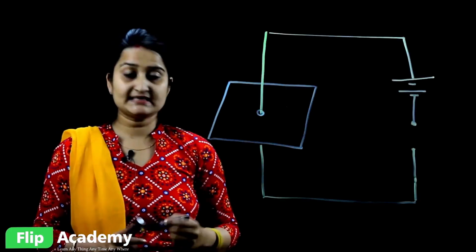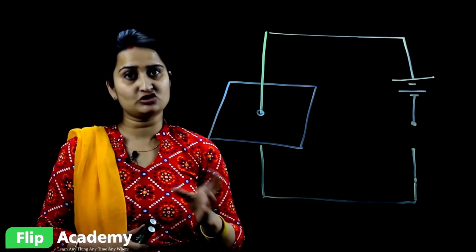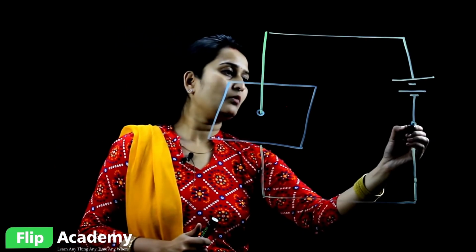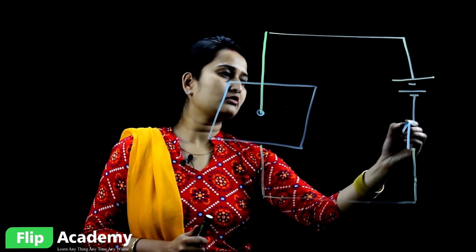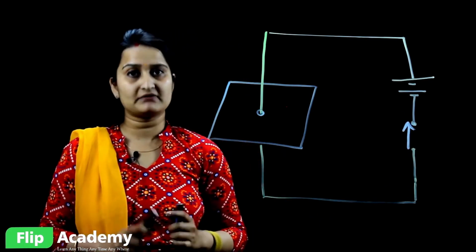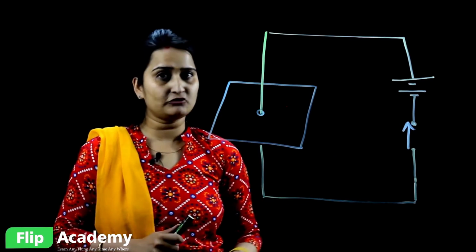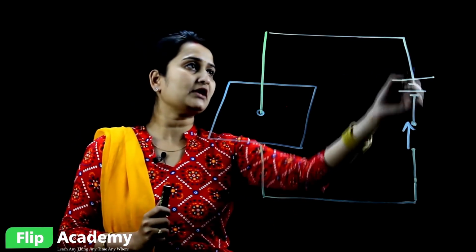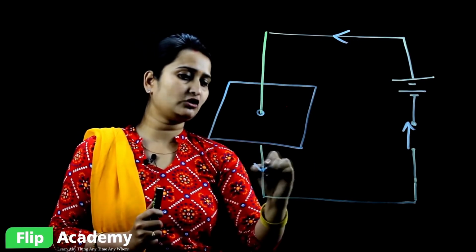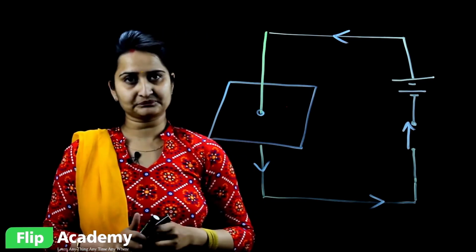Now let's change the polarity of the power supply. This is the polarity change. Now when you switch on the power supply, the current starts flowing from positive to negative. That is, in this case the direction of current would be this.